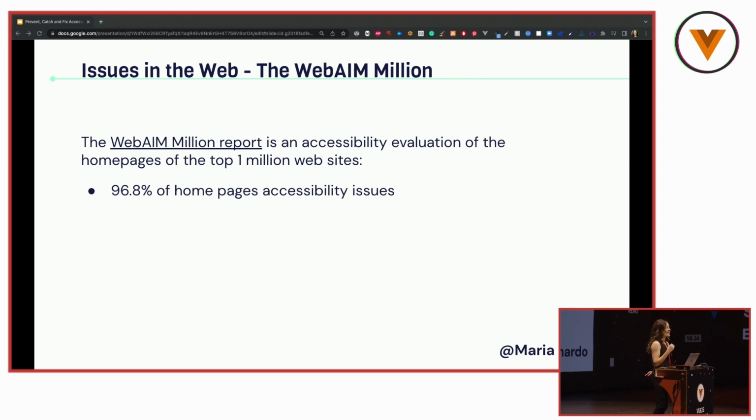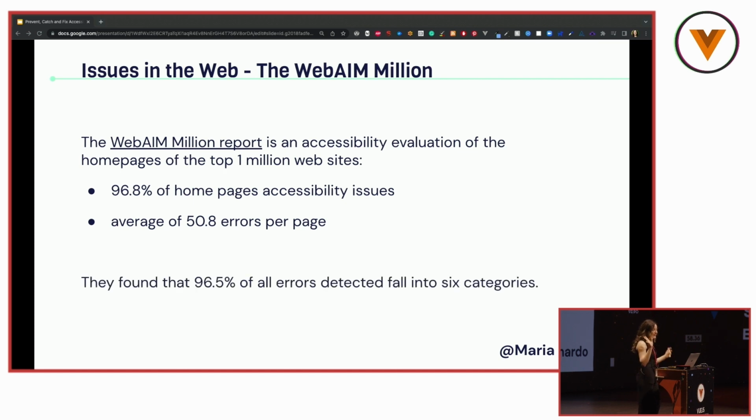But they found that 96.8% of all home pages have accessibility issues. That means that almost 97% of the web is not fully accessible. That's a problem. They also found that there is an average of 50.8 errors per page. However, one good thing is that they found that 96.5% of all of these errors are actually falling into only 6 categories. So let's talk about those.